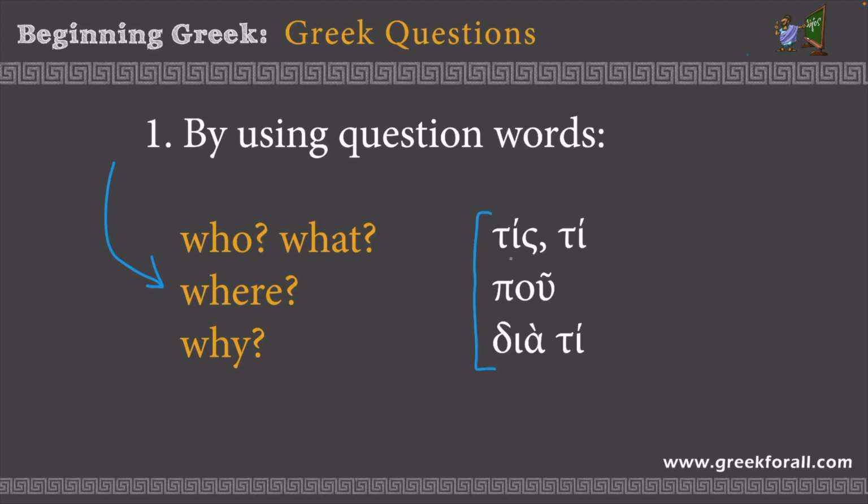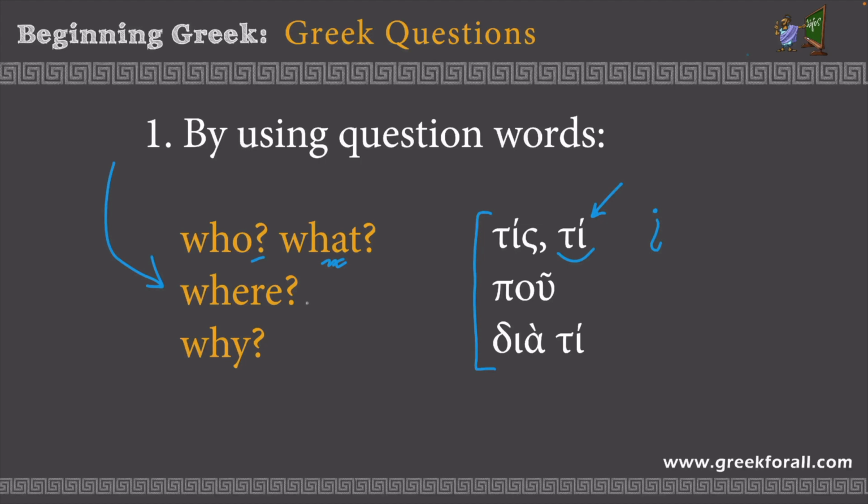Tis and ti are representative of who and what. Ti is neuter, so it is often translated as what, and tis works for masculine and feminine. It's important to remember that the question words will have the accent above the iota, because if we don't have this accent, these words will mean something totally different. The way I teach my students is that this iota with the accent looks like the upside down question mark. So whenever you see these words with the accent above iota, it triggers that this is the question word and you are dealing with a question.